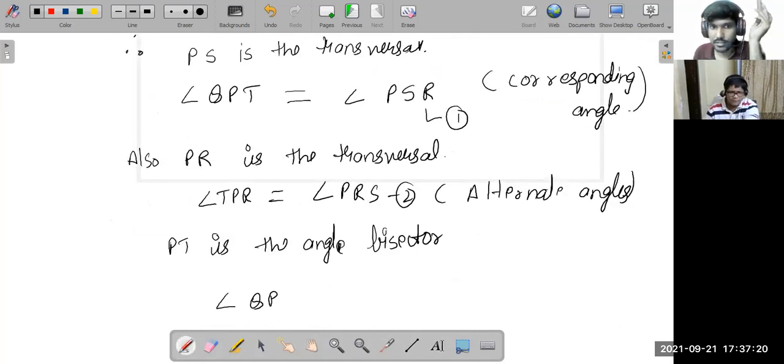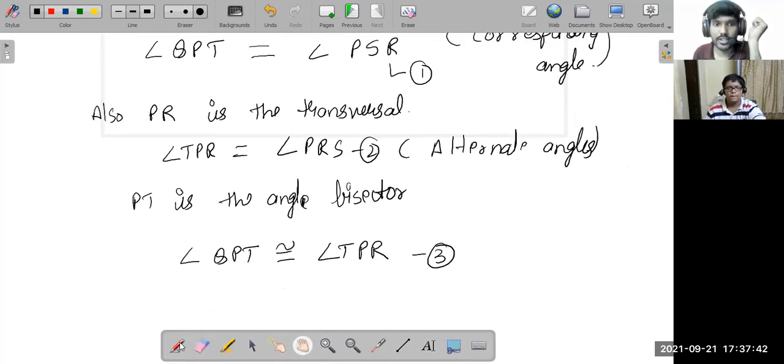QPT and TPR. Can you see it in the diagram? Both of them are equal. Fine. Name this as equation number 3.